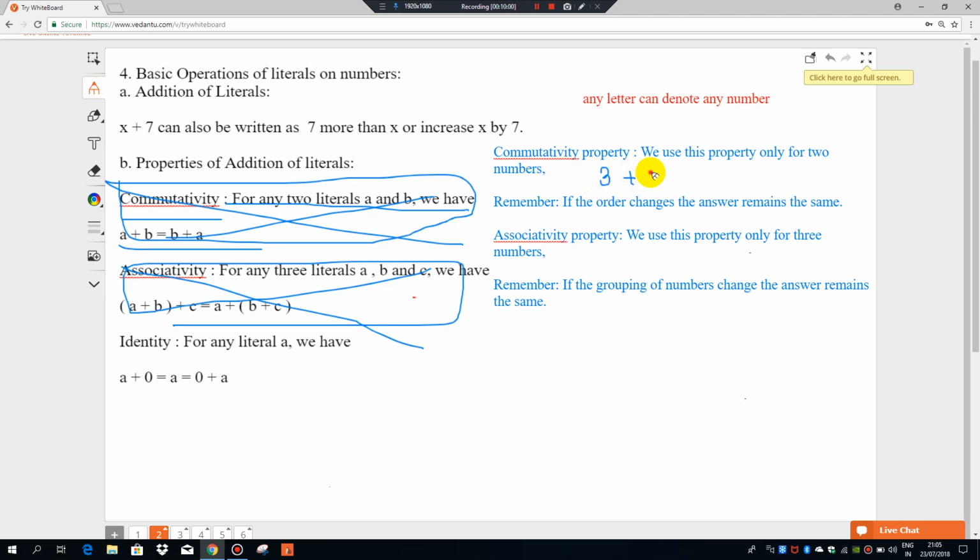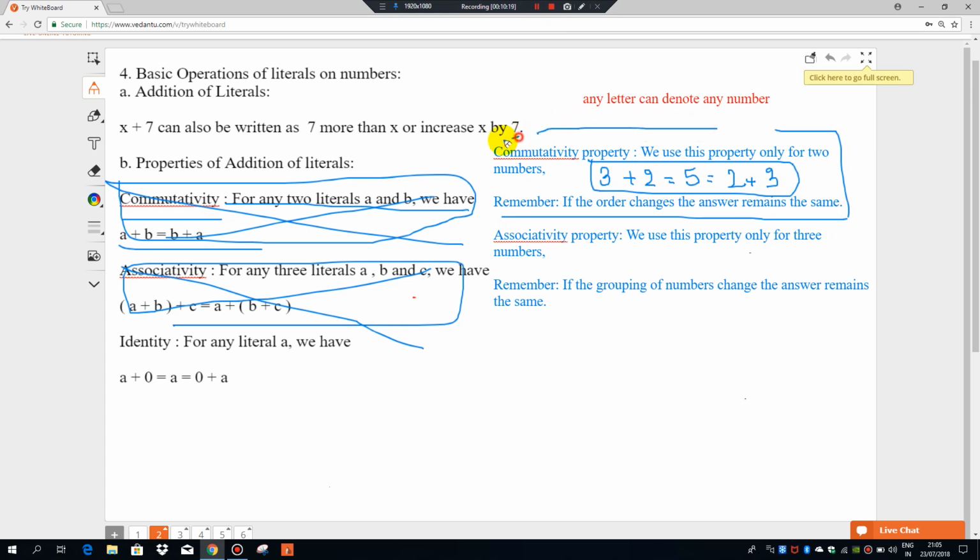3 plus 2, which is 5, and 2 plus 3, which is the same 5, right? Always remember an example. Remember the example, and you will get the idea of the definition and how to solve the problem also.